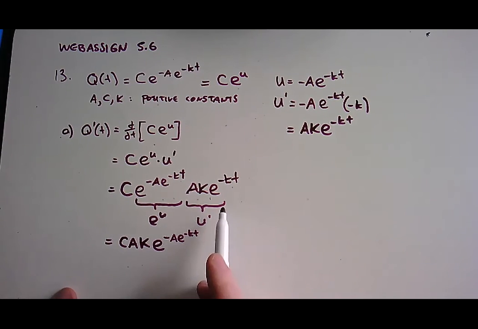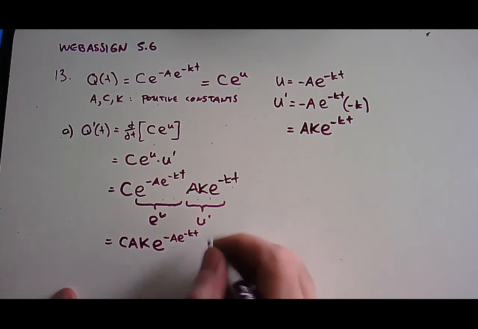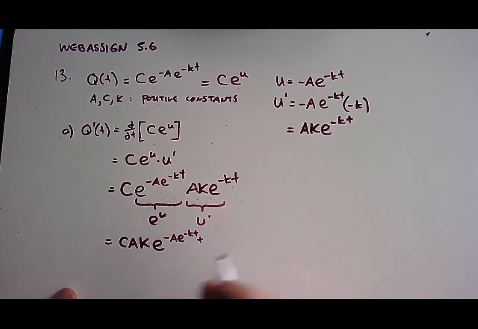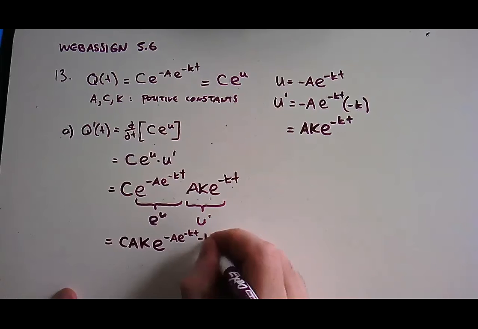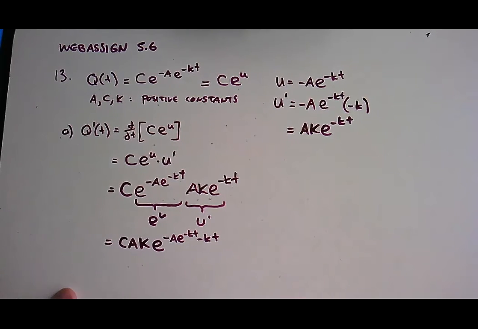Well, one thing we know about exponential expressions, if we have two exponential expressions and we multiply them together, we're allowed to just add the exponents. And so for the multiplication of those two powers of e, all I can do is add the exponents: negative a e to the negative kt, I'll add that to negative kt. So it's minus kt. Okay, so there's our first derivative. And it still looks like a mess.